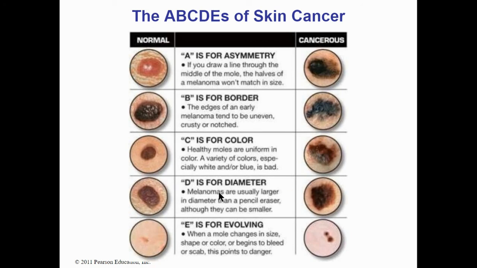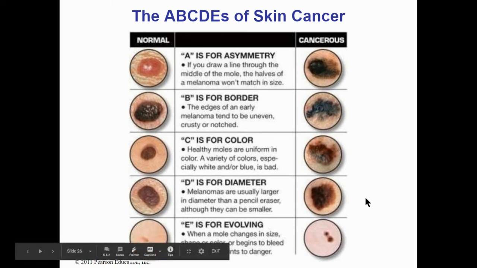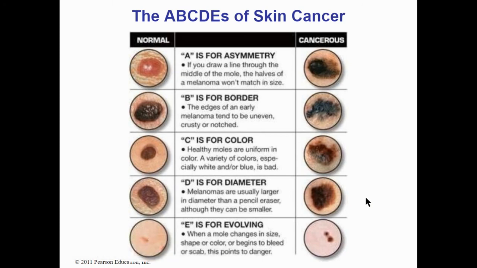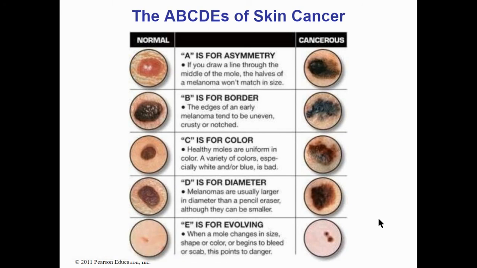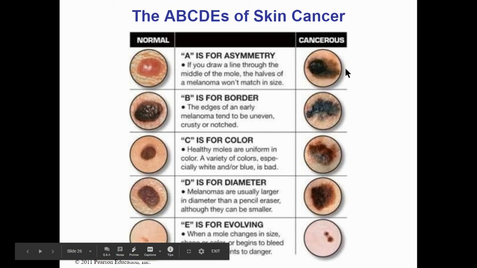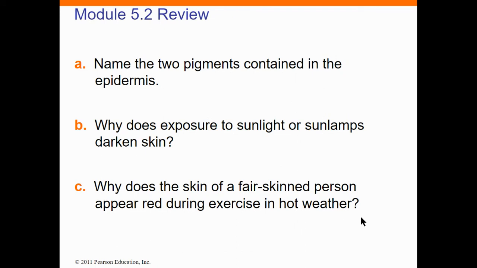D is for diameter. Usually they are smaller than a pencil eraser. If one becomes larger than a pencil eraser in diameter, you want to call a dermatologist about that as well. And the last one is evolving. If it changes in size, changes in color, starts to bleed, or just looks noticeably different, then you want to be aware of that as well. Those are the ways that you can check your body for different skin cancers, or to see if you need to go to a doctor to see if it could possibly be a skin cancer. And that's it.